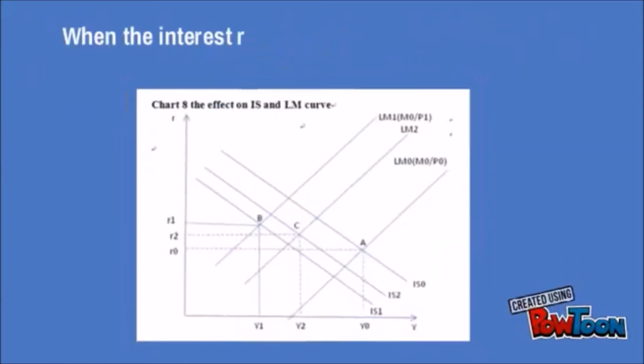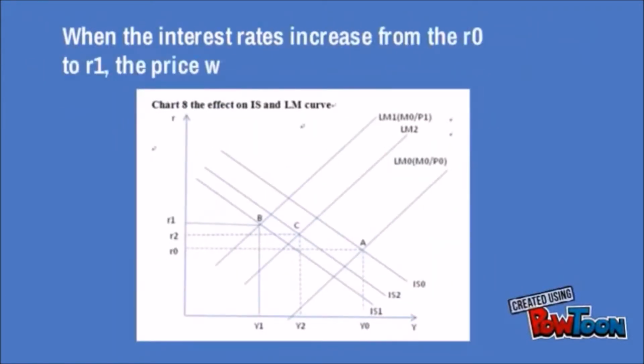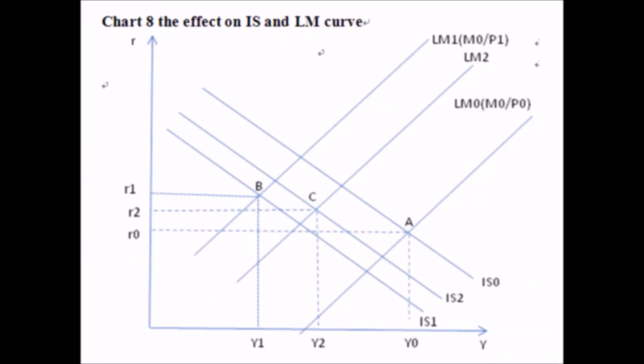When the interest rate increases from R0 to R1, the price will increase from P0 to P1. This will shift LM from LM0 to LM1, and as the investment decreases, this will shift IS0 to IS1, and at the new equilibrium point B, the output is decreased from Y0 to Y1.